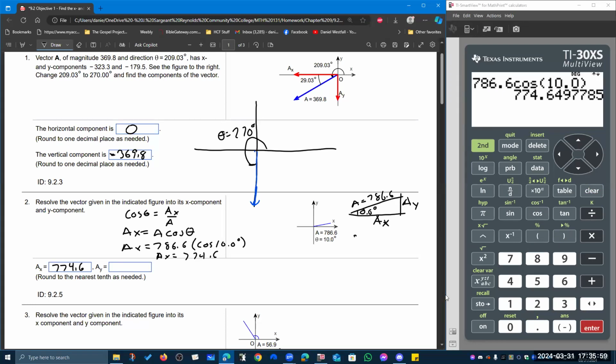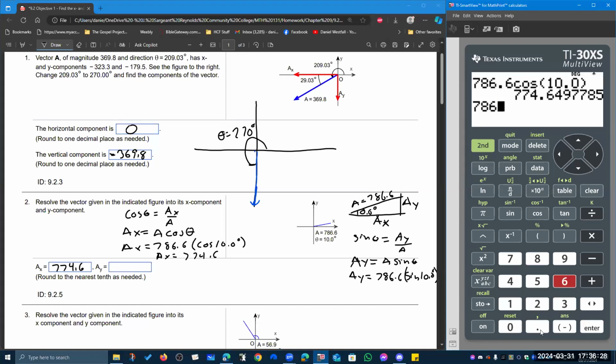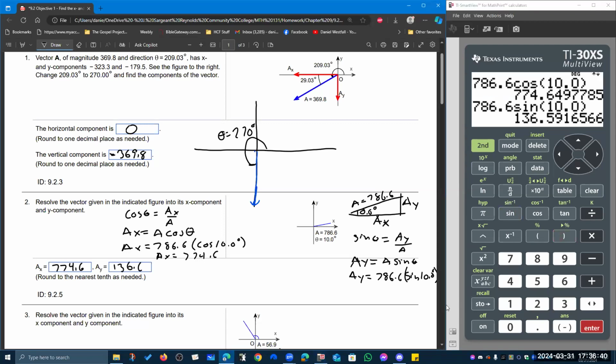Likewise, sine of theta is going to be a sub y over a, so a sub y is going to be equal to a sine of theta. We're just going to keep using these formulas over and over again. I'm not going to rearrange the formula every time for you. So 786.6 times the sine of 10.0 degrees. Again, make sure you are in degree mode. We're going to round this to the nearest tenth, and we get 136.6.